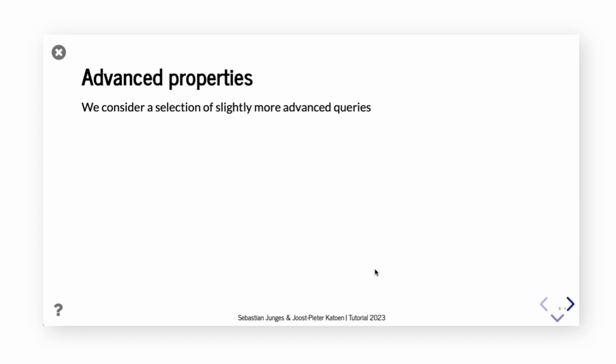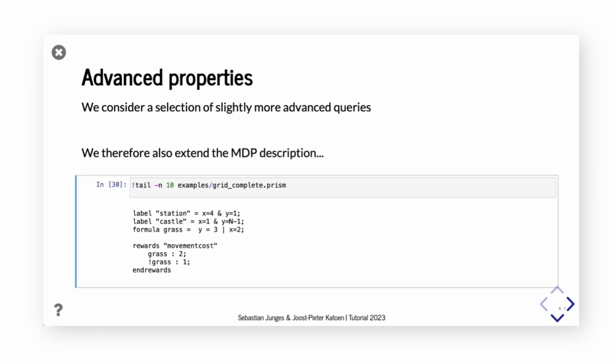Now, there are some more advanced properties. Many of these you've already seen with Joost-Pieter. So what I first am going to do is change the Prism format. We had a very small file. I'm now making it slightly bigger by adding some additional labels. So I say there's a station on 1, and there's a castle on 1, n-1. And on some cells, we have a different type of underground called grass. And that is true whenever either y is 3 or x is 2.